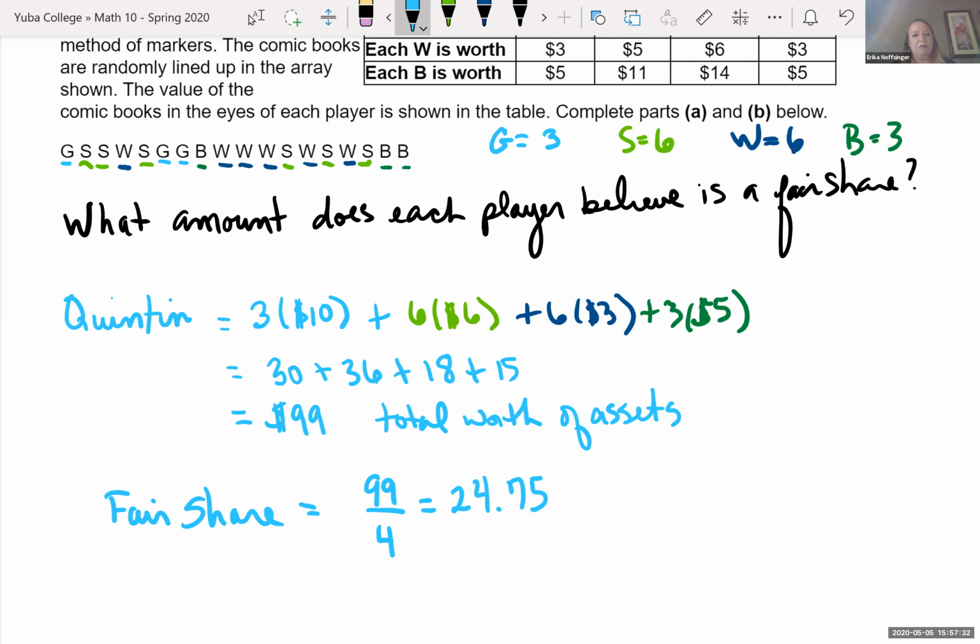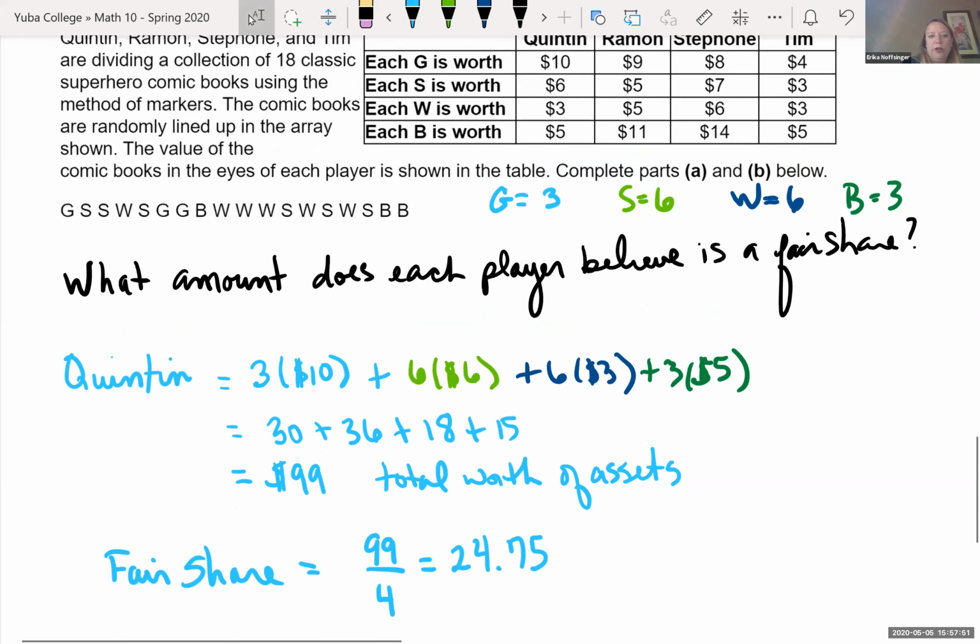Okay, so let's go through and put in Quentin's markers before we go to any other player. We have to figure out how much things cost. So again, G costs $10 for Quentin. If I go down this line, I'm going to start summing these values until I get to $24.75. I know I'm not going to get $24.75 because none of these have cents, but I'm going to try to get as close as possible.